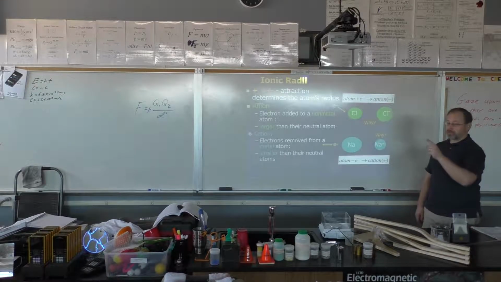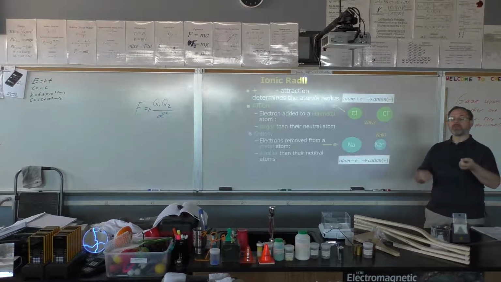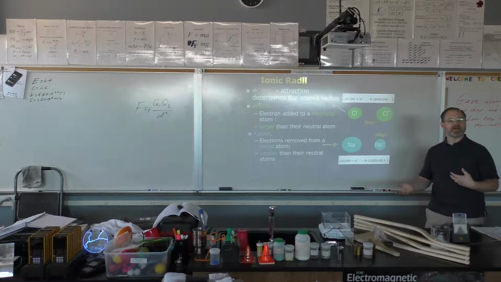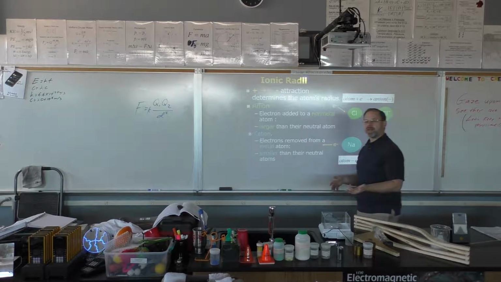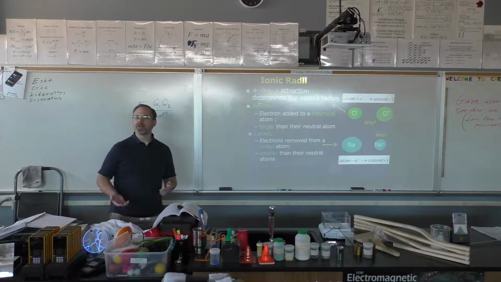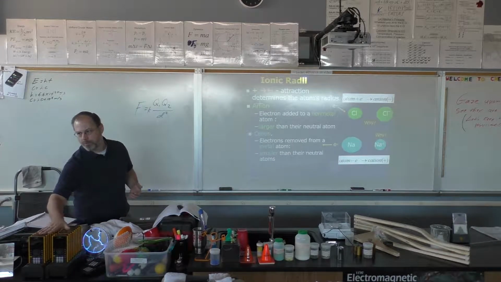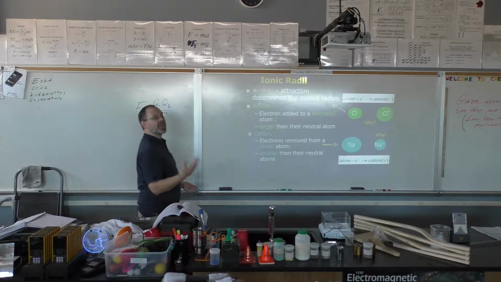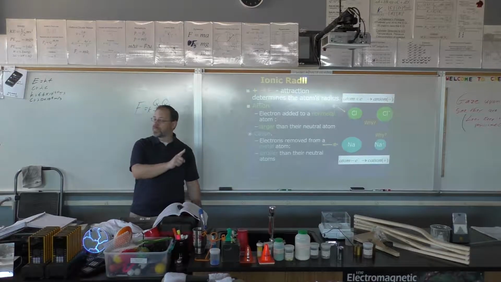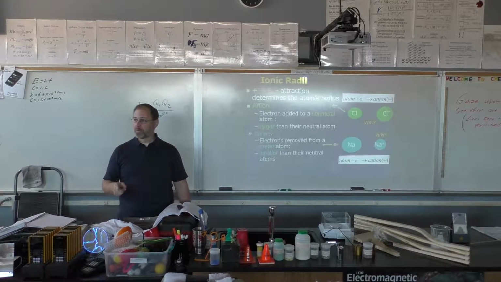For one additional reason. In addition to removing an electron, now there's less electron-electron repulsion. That's a very sciencey phrase, electron-electron repulsion. When you add an electron, there's more electron-electron repulsion. When you remove an electron, there's less electron-electron repulsion. That's one of the reasons cations are always smaller. But there's another one.